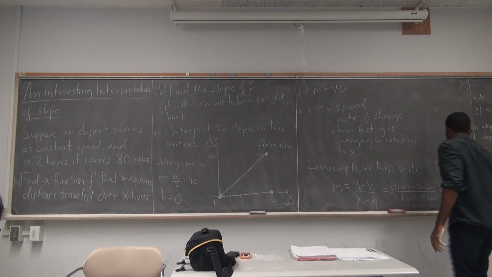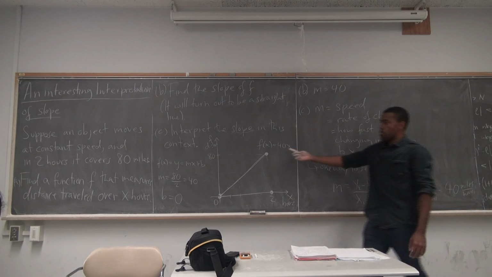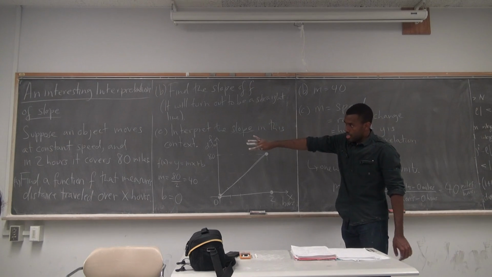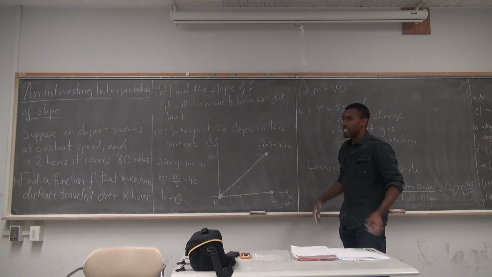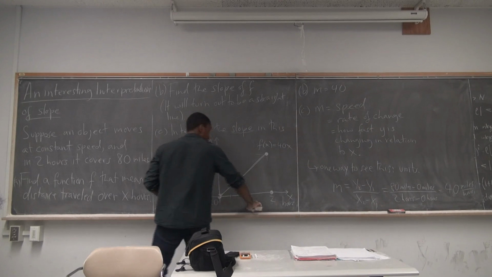So when I get this answer 40, it's not just a random 40, it's 40 miles per hour, which we all know is a unit of speed, right? It's how distance changes over time. So the slope, this 40, is not just some arbitrary number. In this context, I can actually think of it as how fast this object is moving. The slope tells me how fast y is changing with respect to x.